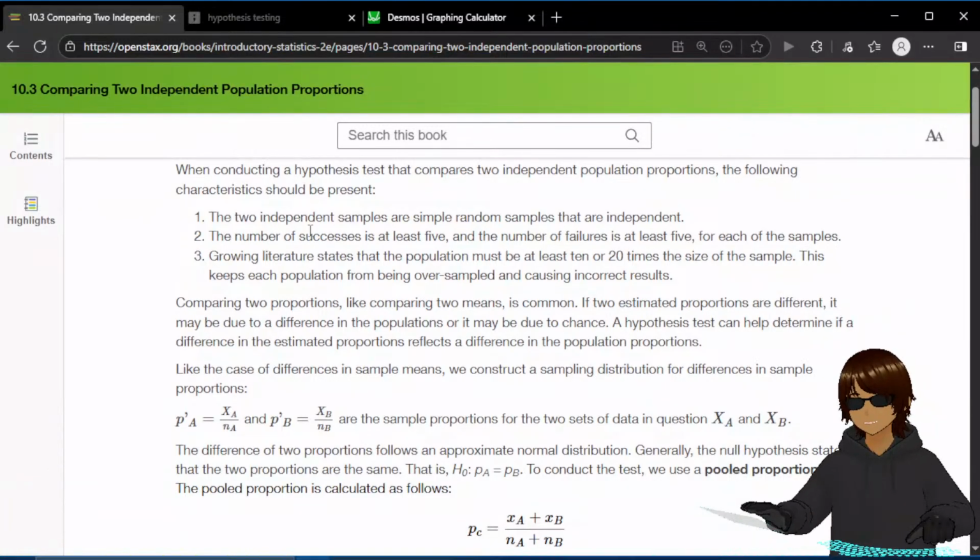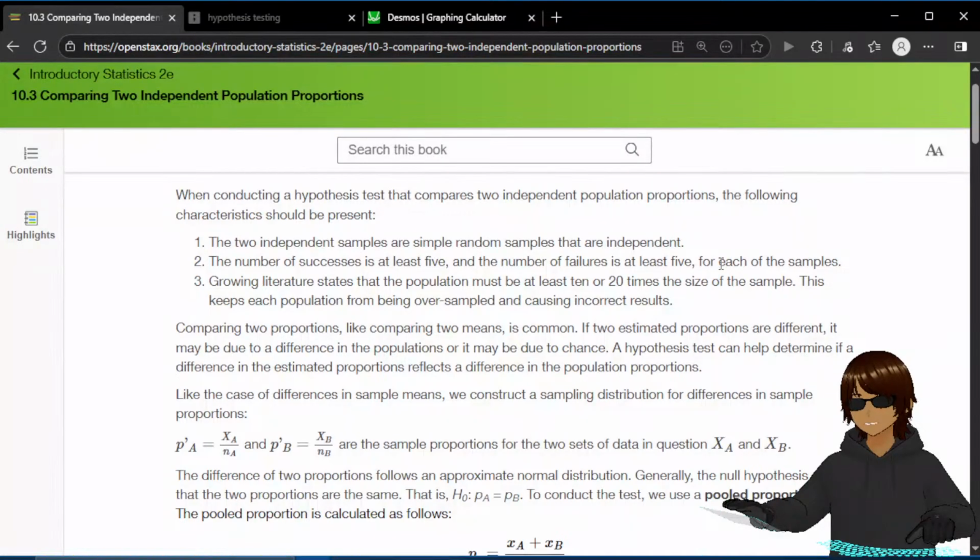When conducting a hypothesis test that compares two independent population proportions, the following characteristics should be present. The two independent samples are simple random samples that are independent. The number of successes is at least 5. The number of failures is at least 5 for each of the samples. Growing literature states that the population must be at least 10 or 20 times the size of the sample. This keeps each population from being oversampled and causing incorrect results.